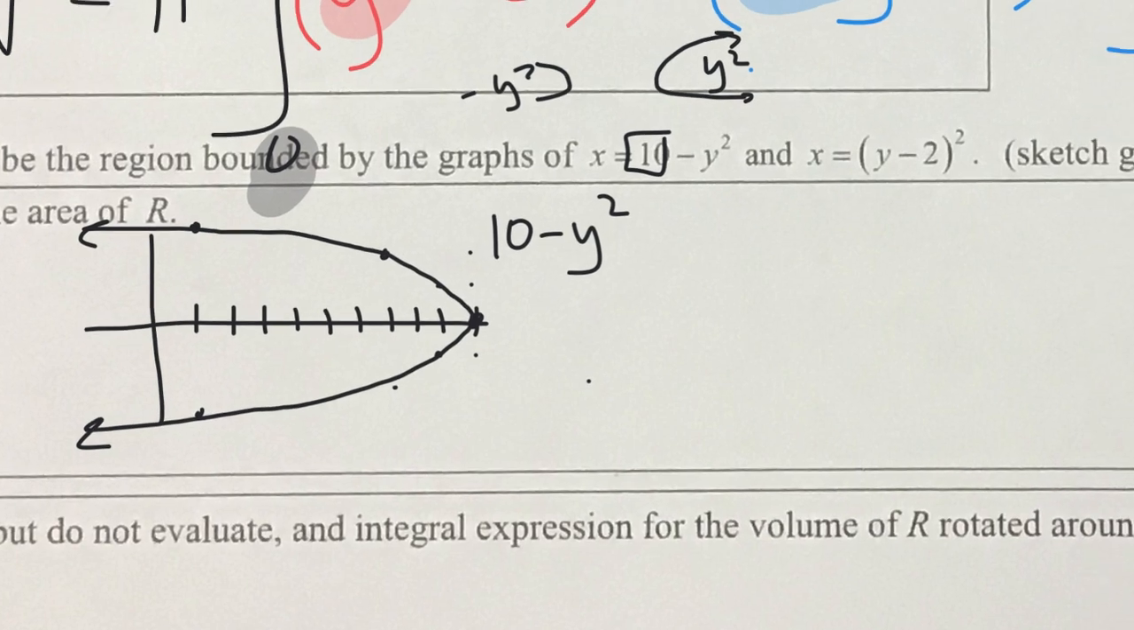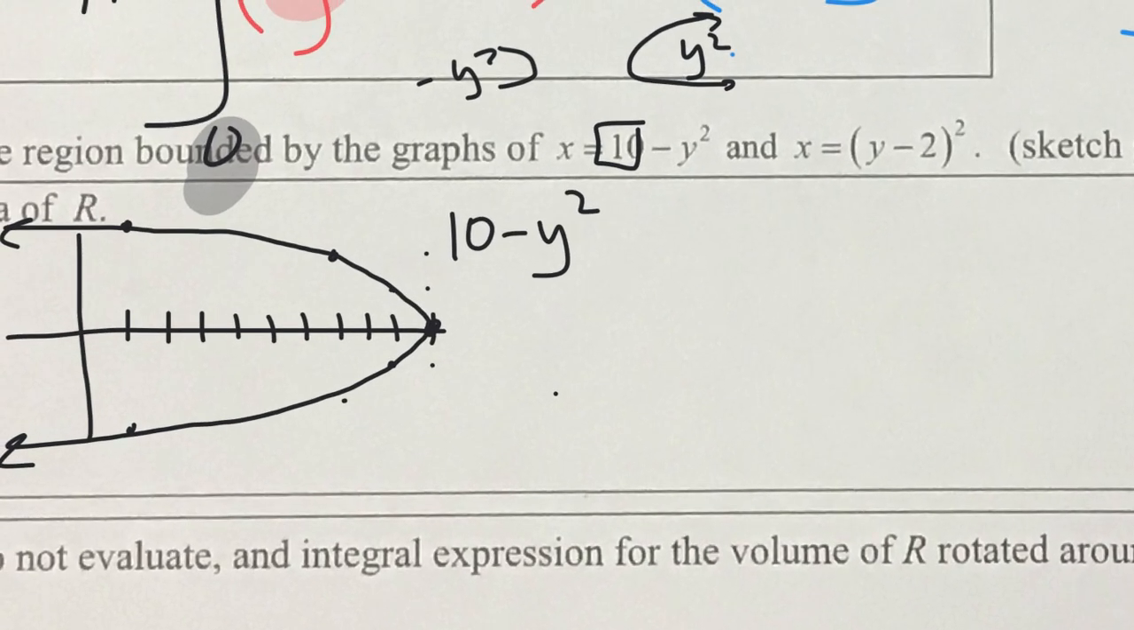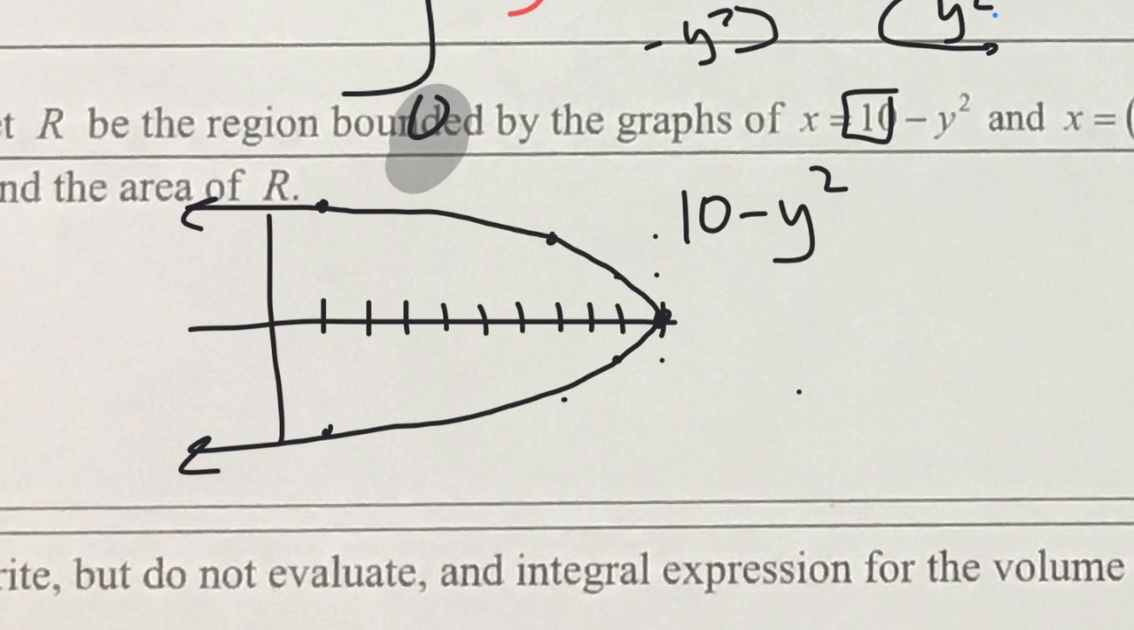And then we have x equals y minus 2 squared. So usually if you have parentheses, parentheses lie, and an x minus 2 would move it to the right. But because it's a y minus 2, this moves it up. So we are moving our graph of y squared up 2 units.